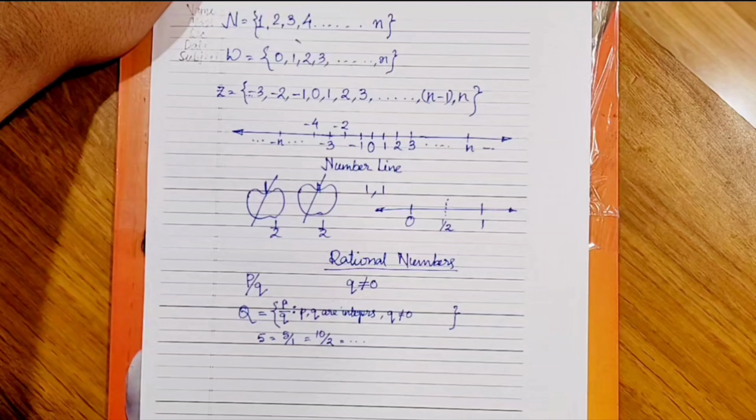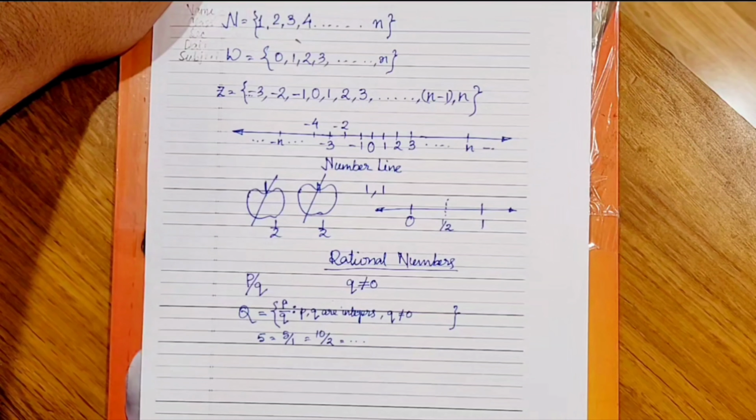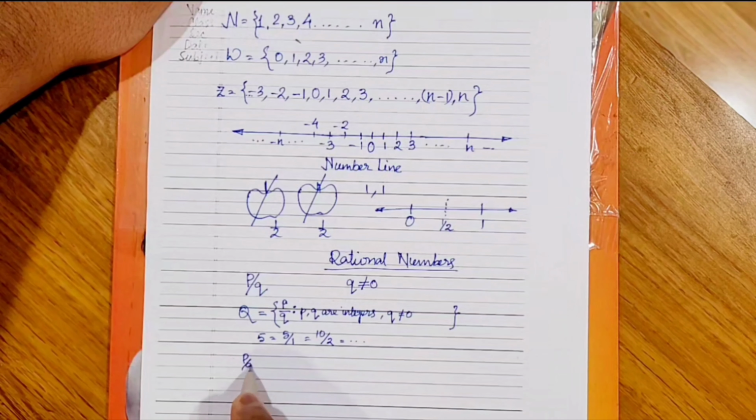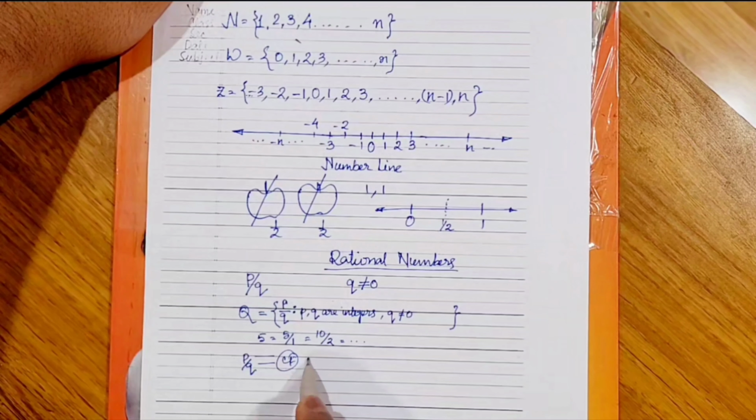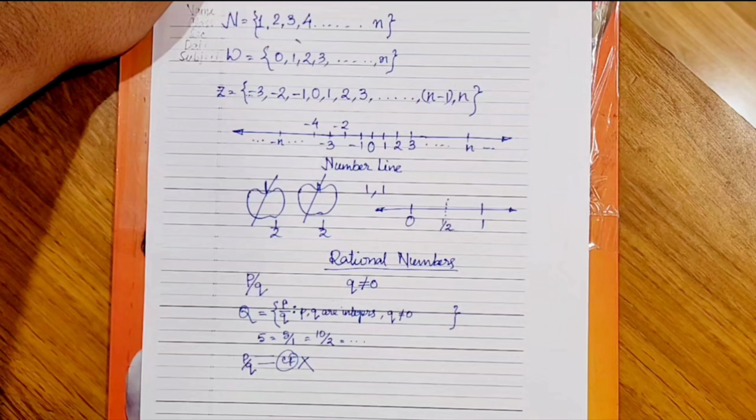So what will be the simplest form of writing a rational number? A rational number P by Q, as you can already see, that 5 could have been written as 5 by 1 or 10 by 2 or 30 by 6 and so on. So what is the least possible form of the rational number? The least possible form is where P and Q have no common factor. So if we try to figure out the common factor, there is no common factor between P and Q. If that is the case, then we can call this P by Q form the simplest form or the reduced form of a rational number.